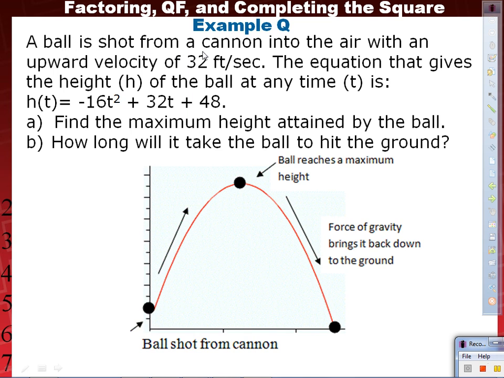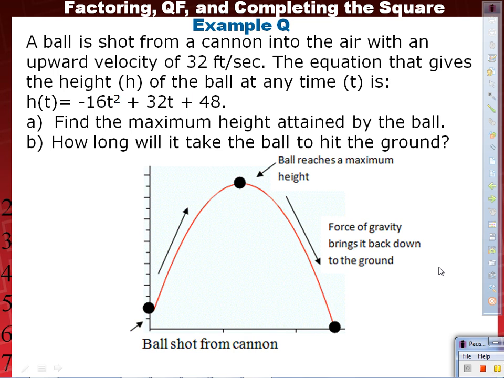A ball is shot from a cannon into the air with an upward velocity of 32 feet per second. The equation that gives the height h of the ball at any time t is h of t equals negative 16t squared plus 32t plus 48. Part A, find the maximum height attained by the ball. Part B, how long will it take the ball to hit the ground? And then here's an illustration. I included that so we can talk about it once you're done. But copy that for right now. And if you want to do the illustration on the side, that's fine.